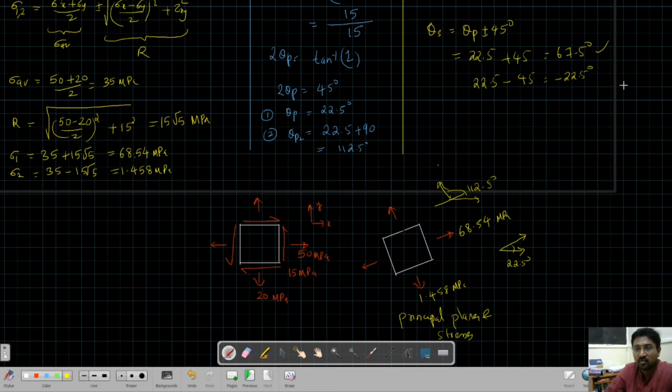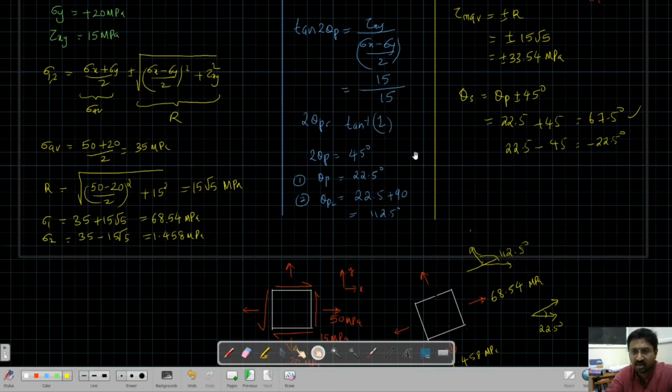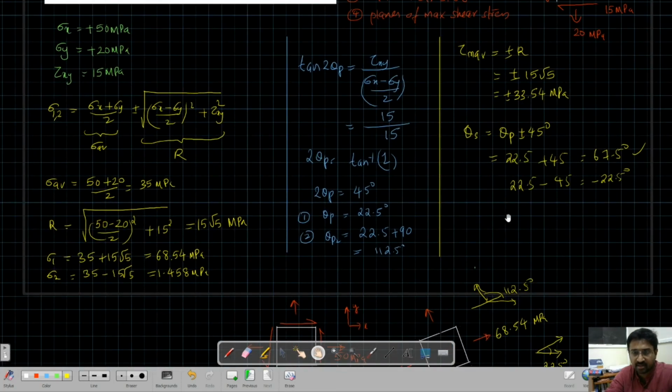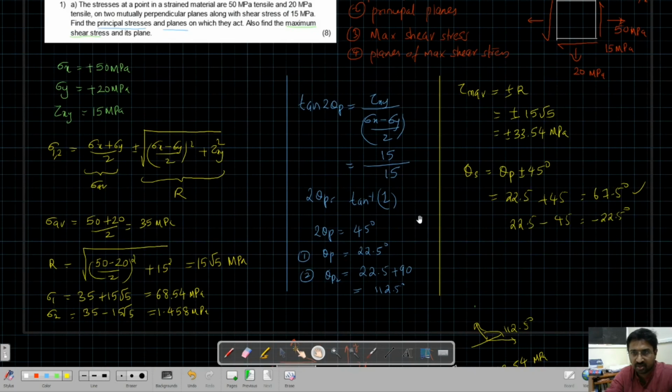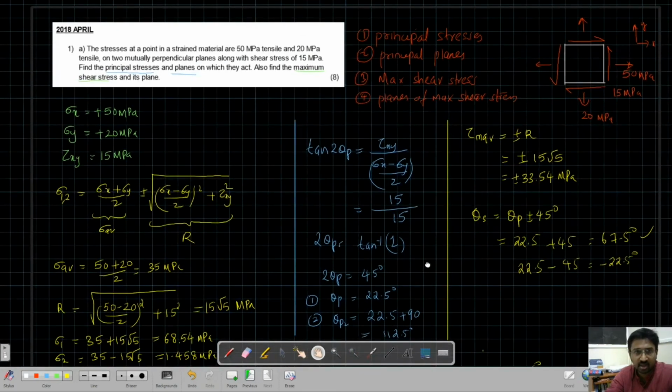Now if you want to find the shear stress, instead of 22.5 you have to rotate by 67.5 degrees. Then you will get the plane of maximum shear stress. In that plane there will be some stresses that you have to calculate. That is not asked, so I am not putting time into it. We have already done a previous problem explaining that type of question, which you can also check in the channel. So that's all. I hope it is clear.